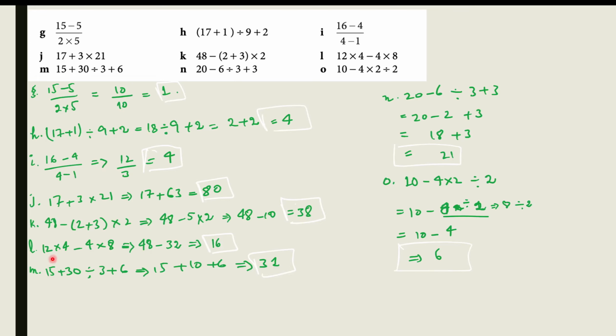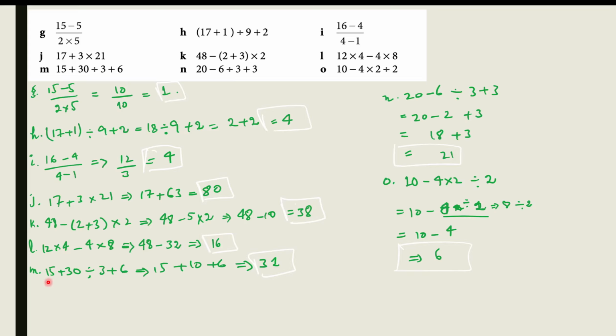The L expression is 12 multiplied by 4 minus 4 multiplied by 8. We have two multiplications here. We do them from left to right before we do the subtraction. So 12 multiplied by 4 is equal to 48, and 4 multiplied by 8 is equal to 32. Once we are done with the multiplication, we do the subtraction, which is 48 minus 32. And we have our final solution, 16.